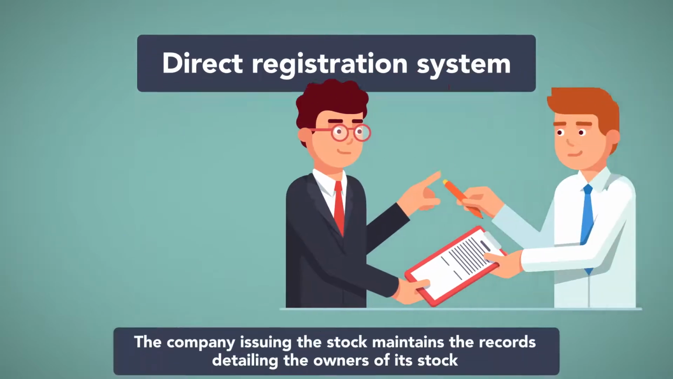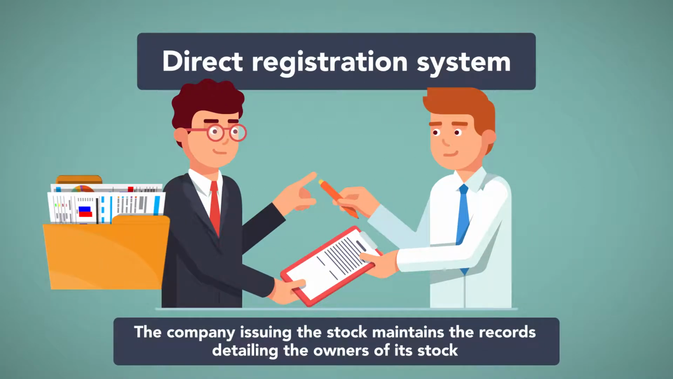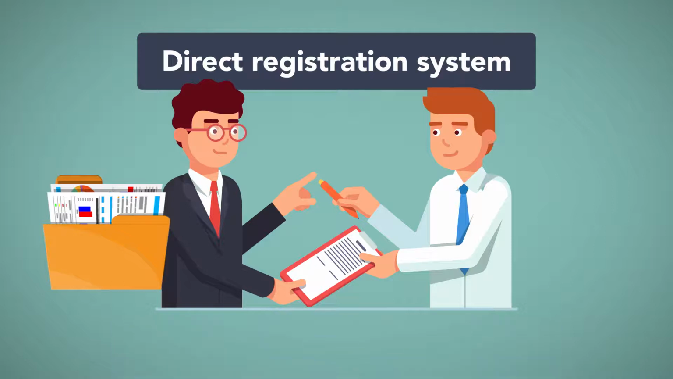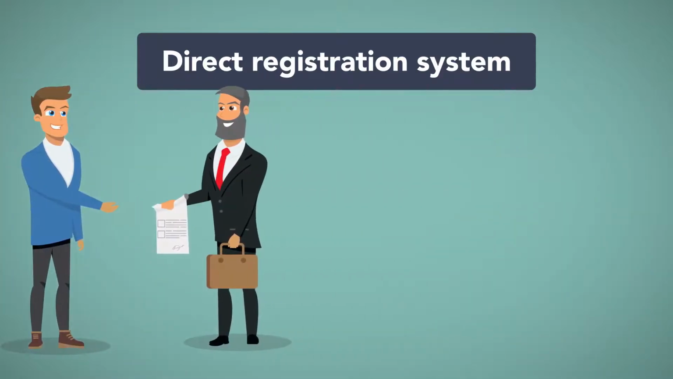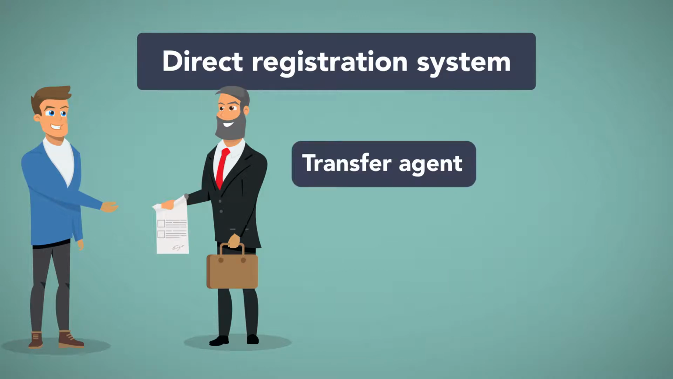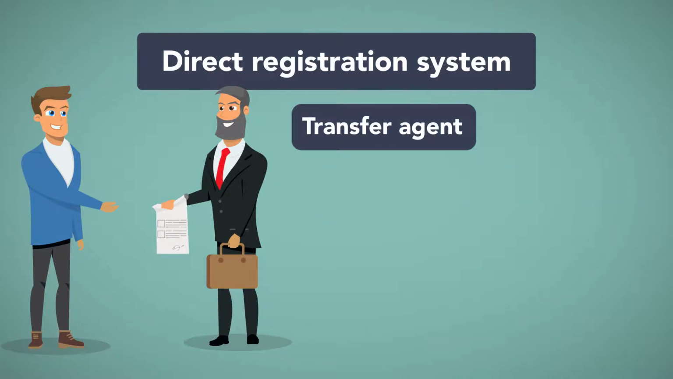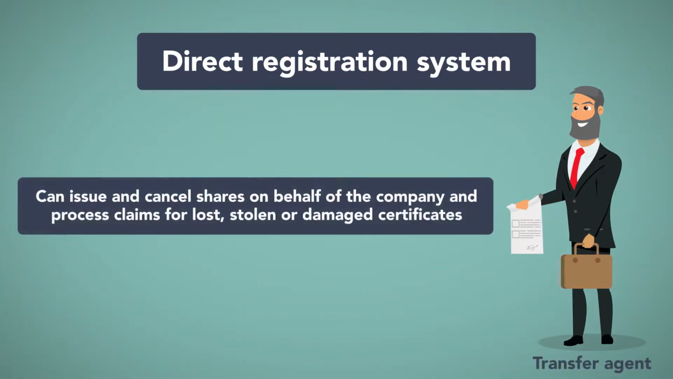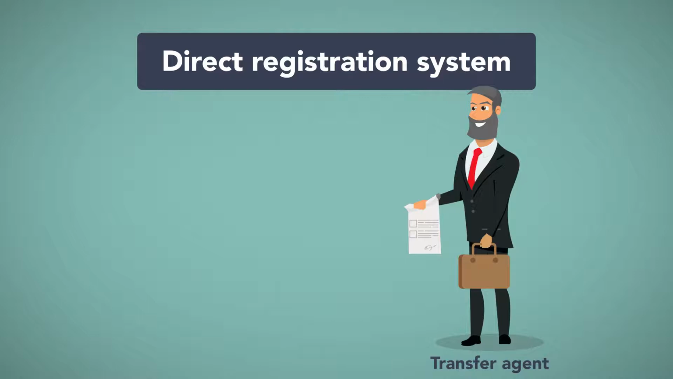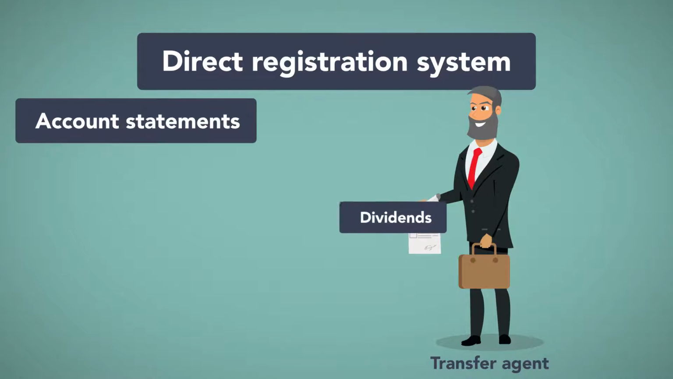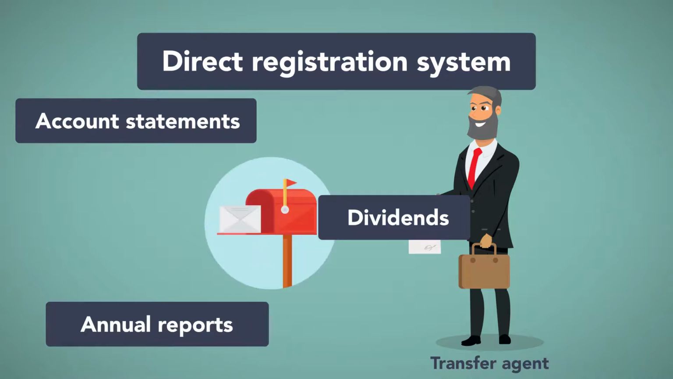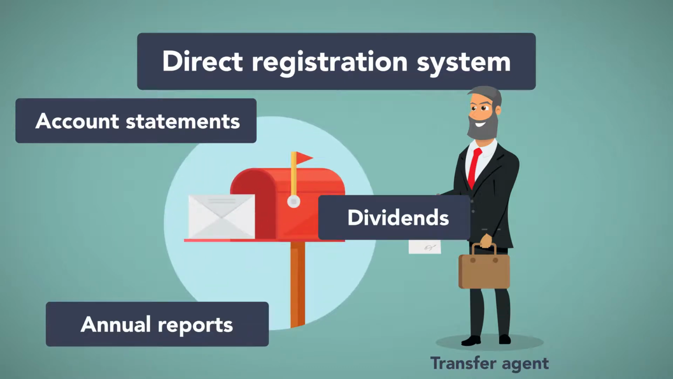This means that the company issuing the stock maintains the records detailing the owners of its stock. If the company's stocks are publicly traded, it can elect to use a transfer agent to manage its stock records. A transfer agent is a third-party administrator that acts as an intermediary between the stockholder and the company. Transfer agents can also issue and cancel shares on behalf of the company and process claims for lost, stolen, or damaged certificates. When shares are registered in direct form, account statements, dividends, and annual reports are mailed directly from the issuer or transfer agent to the stockholder.